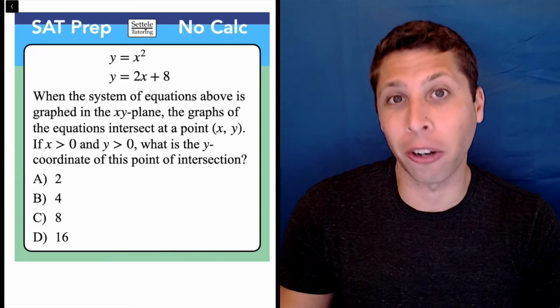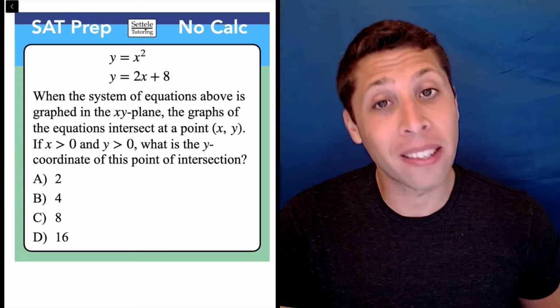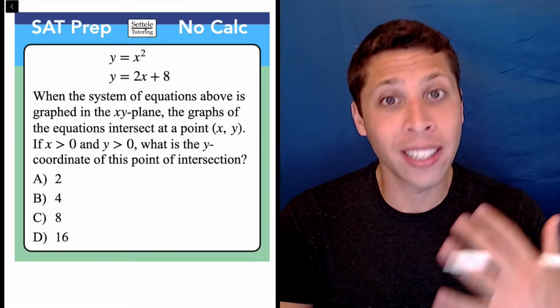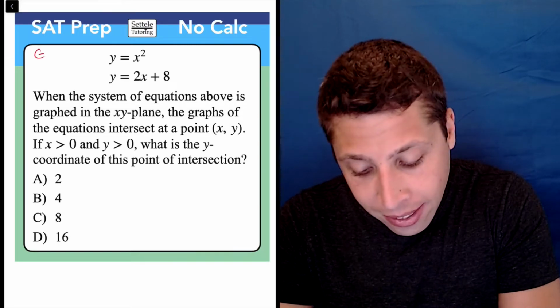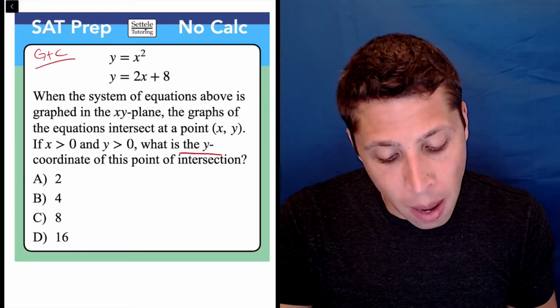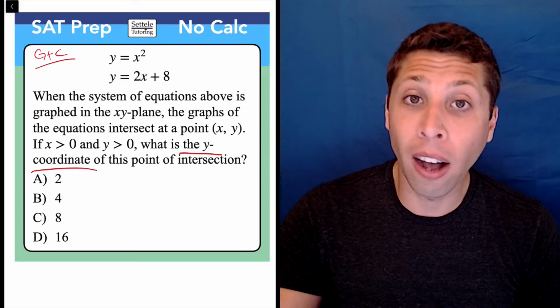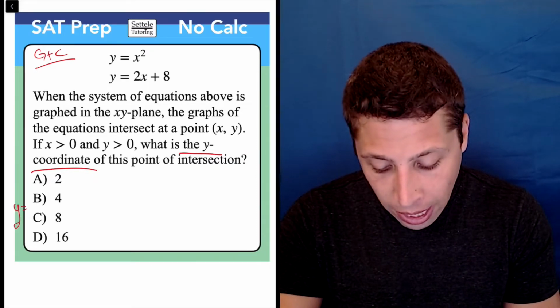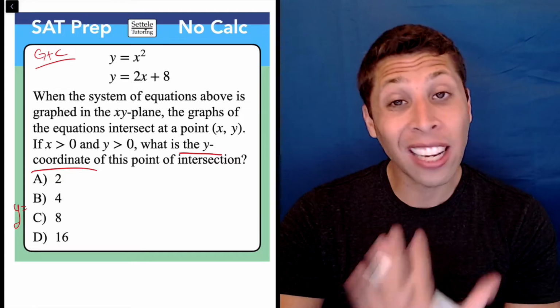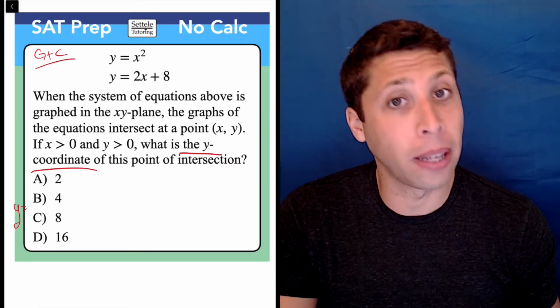This is not a particularly hard question. It might be tedious, but it's not particularly hard, and this one sets us up so that we can guess and check if we need to, because the answer choices are something simple. They are just the y coordinate of this point of intersection. So literally, if all of these things are y equals, I can just pick something and see what's going to happen if I plug it into both equations.